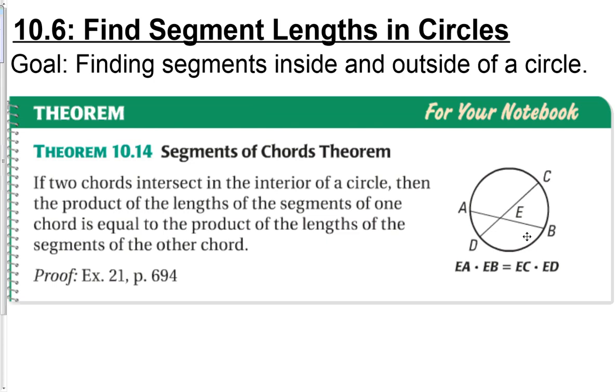Basically, the rule is if two chords intersect, no matter where they intersect inside the circle, the two parts of one chord, so AE times EB, when multiplied together will equal the two parts of the other chord, CE times ED. Or in this case, they like to do E first, so EA times EB equals EC times ED.